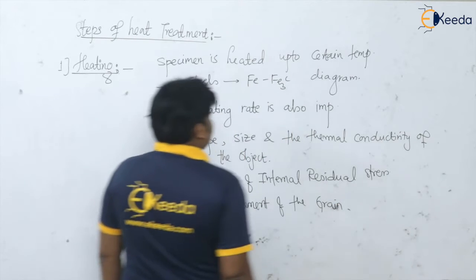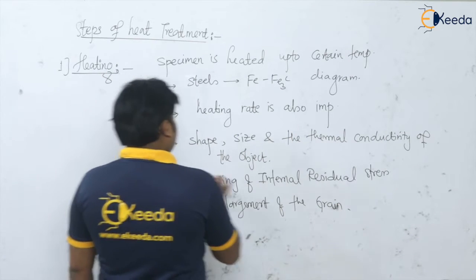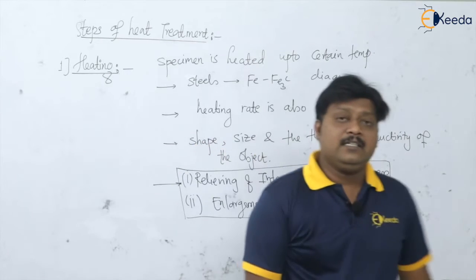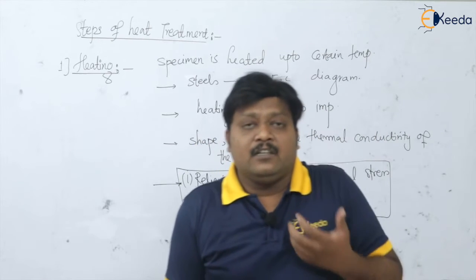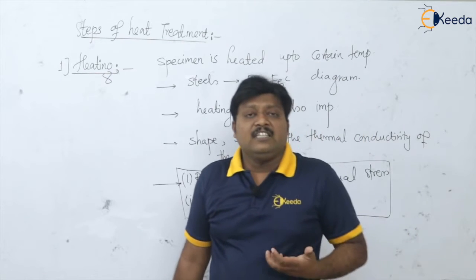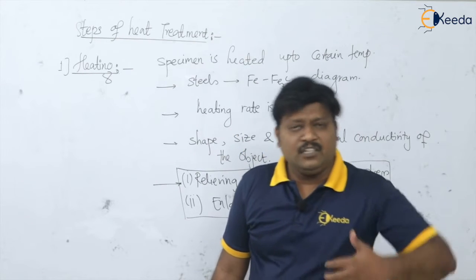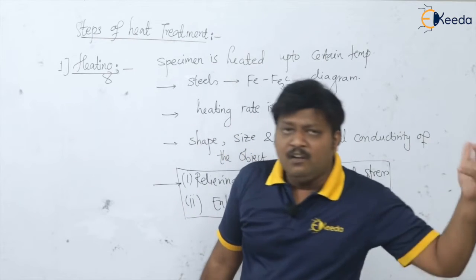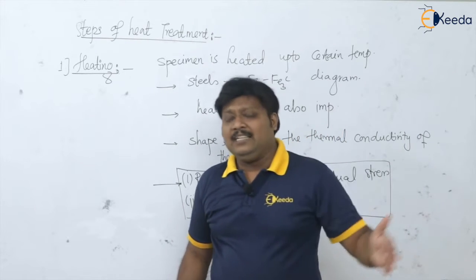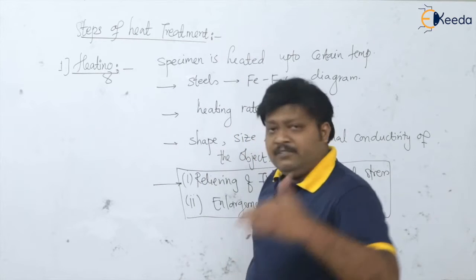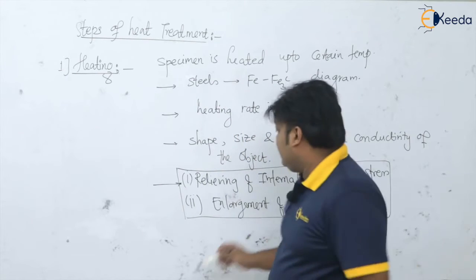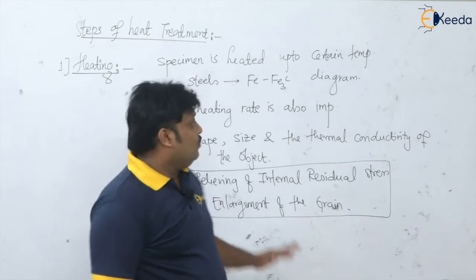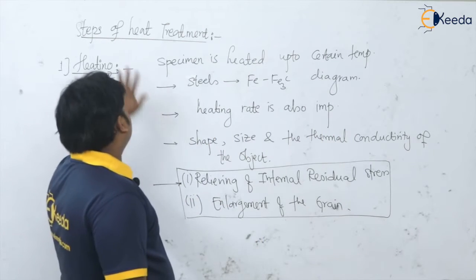So in the heating step, which two important things happen with this specimen? The heat is going to relieve the internal residual stresses in that material, caused by some working, casting, solidification, welding, whatever the process had been. So it will relieve those stresses. And the second thing is the enlargement of the grain. Okay, so this is what happens with the heating.